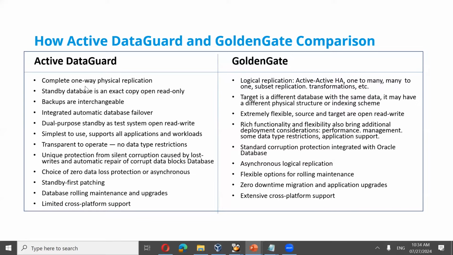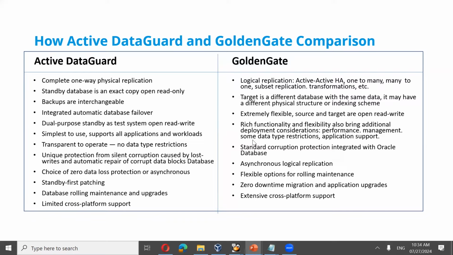Then in Active Data Guard, your backups are interchangeable. So you can use a backup of the standby or primary as per requirement because the data is always the same. But in GoldenGate, because your data may not be the same, you cannot use backups of source on target or target on source. Okay. Then there is integrated automatic database failover. If your primary is down, your standby will become the primary in Active Data Guard.